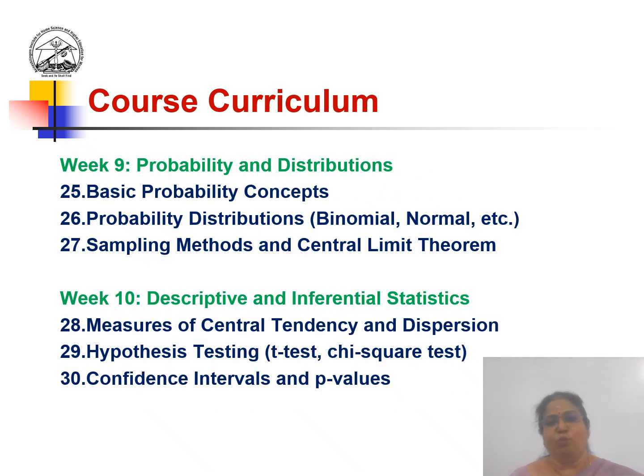Week 9 involves probability and distribution, basic probability concepts, binomial and normal distribution, sampling methods and central limit theorem. In week 10, we have descriptive and inferential statistics. We'll be covering measures of central tendency and dispersion, hypothesis testing, t-test, chi-square test, and confidence intervals and p-values.